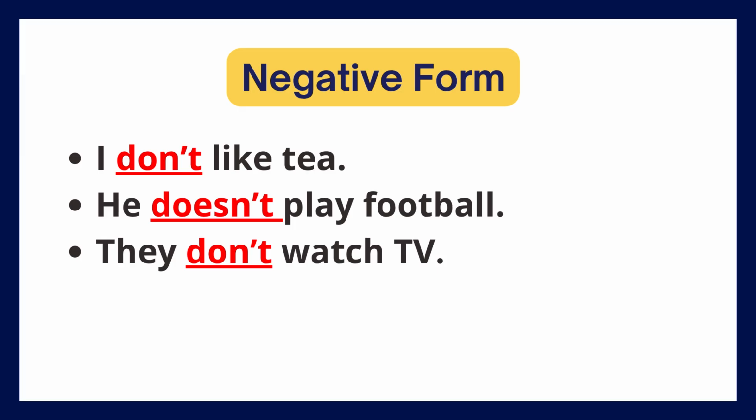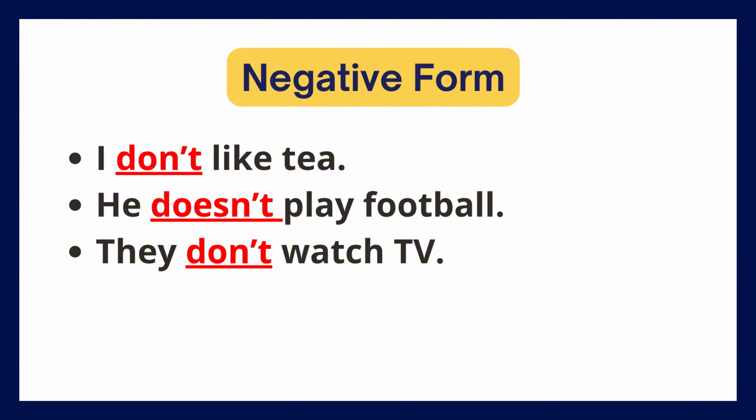Let's practice together. The person says in the affirmative, I like tea. Let's say that we don't like tea. I don't like tea. Let's repeat. I don't like tea. Then another person says, he plays football. And you are confronting him. Oh, no, no, no. He doesn't play football. Let's repeat. He doesn't play football. So we're using doesn't right now.